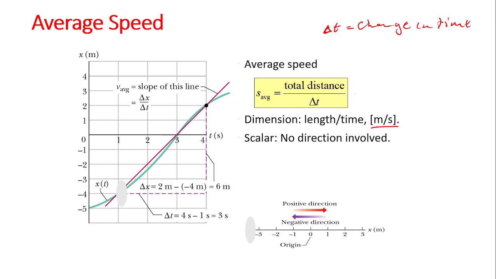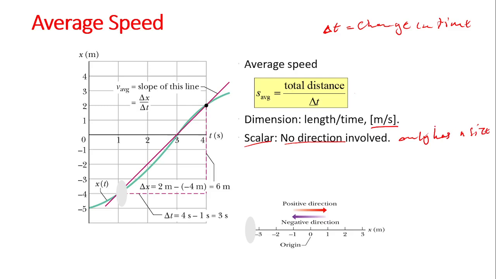It doesn't have any direction. That simply means that it's a scalar quantity. So average speed is a scalar quantity such that it has no direction. It only has a size, no direction.